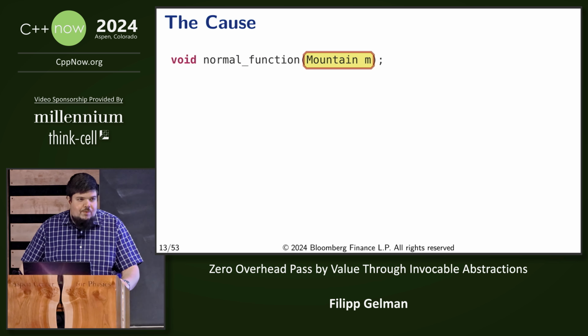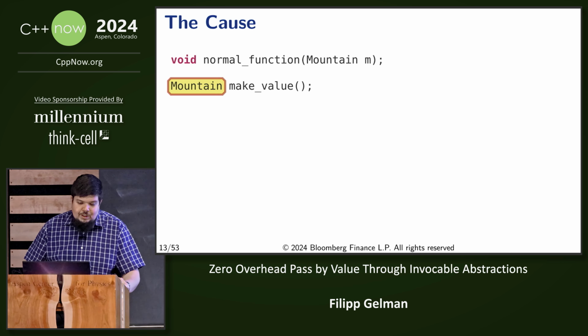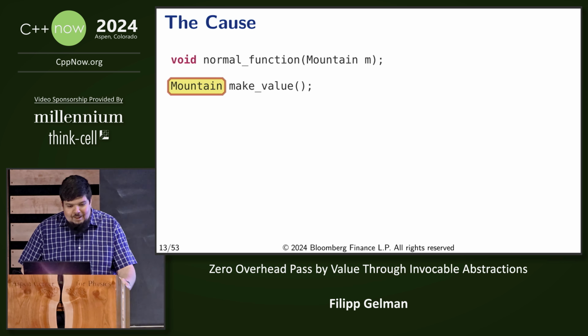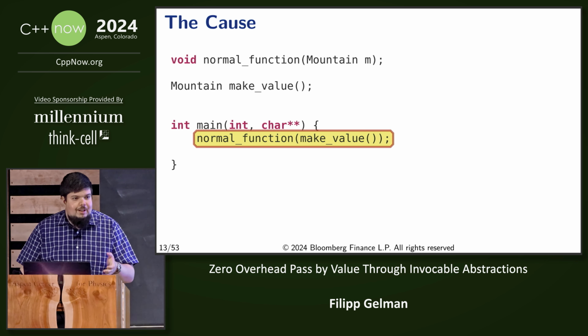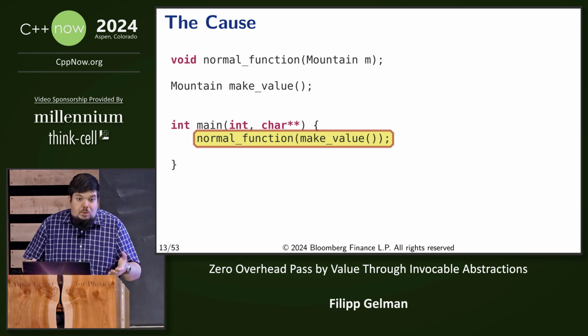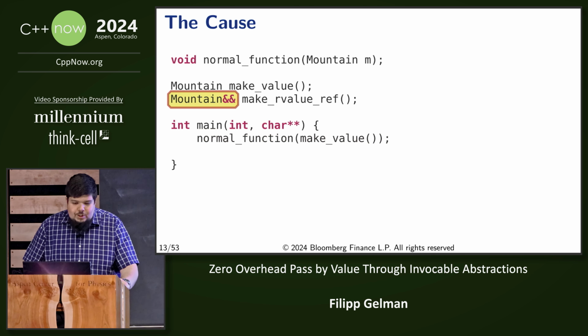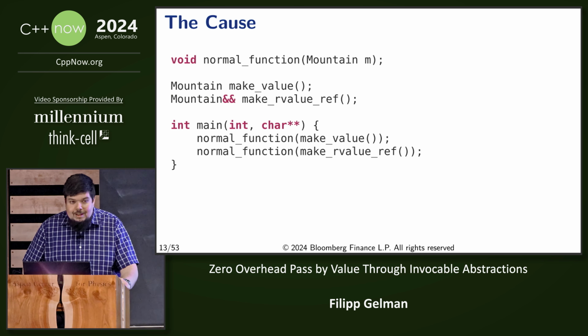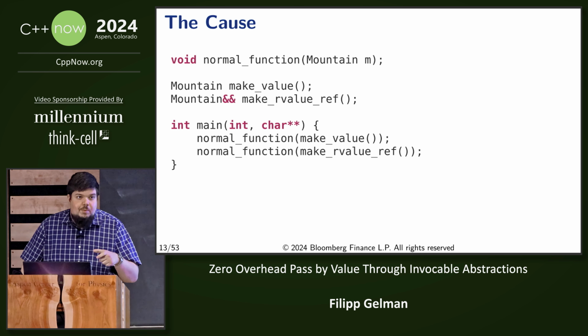So the other part of it is, let's say I have a function taking a mountain by value and another function returning a mountain by value. I can call my normal function with that result, and this works, right? There is no copy, there is no move. The value returned is the value that my normal function sees. Now, if I add a second function that returns an R value reference, and I try to call the normal function with that result, that does not work. The reason why it does not work is because the compiler attempts to construct the normal function argument from an R value reference returned by this function. And mountain is not move constructible, so this does not compile.